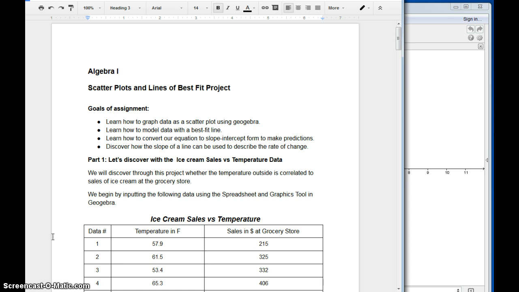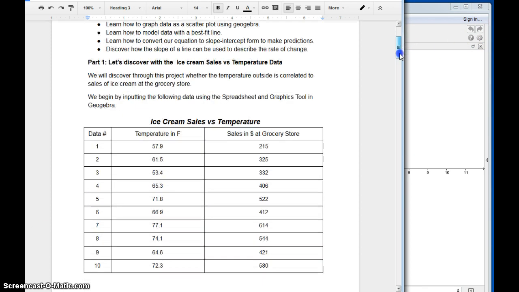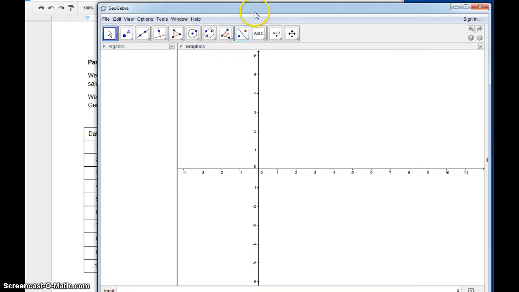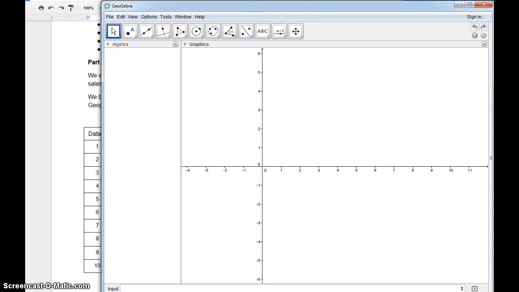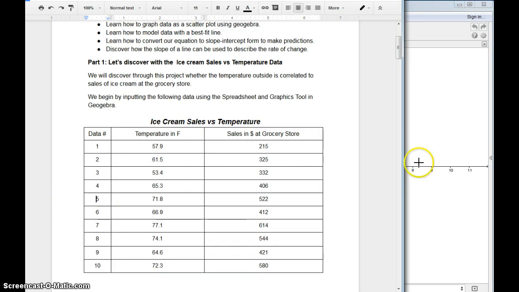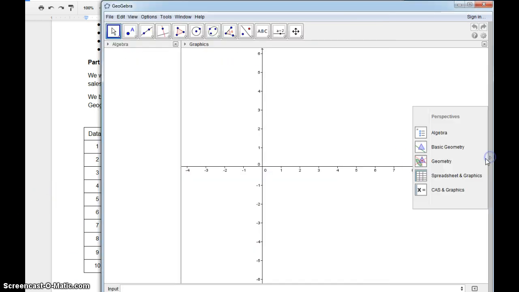Our data is fictitious. It's ice cream sales versus temperature data. It's the temperature outside in Fahrenheit and sales in dollars at the grocery store. So the very first thing we're going to do is plot our data using GeoGebra using the spreadsheet and graphics tool. The reason why I chose this tool is because instead of inputting each data point on the input line, where you could make an error, this is the most accurate and efficient way.